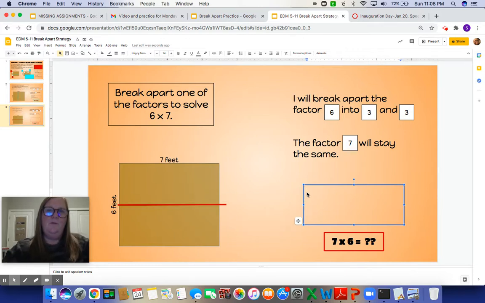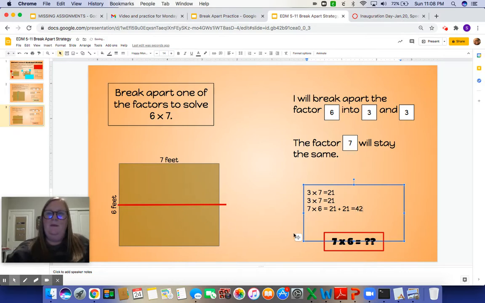So the first problem will be, instead of 6, remember we've gotten rid of 6, so we have 3 and 3. So 3 times 7 equals 21, and 3 times 7 equals 21. And then I'm going to say 7 times 6 equals 21 plus 21, which equals 42. So then we're going to come down here and fill in our answer in the red box. 7 times 6 equals 42.